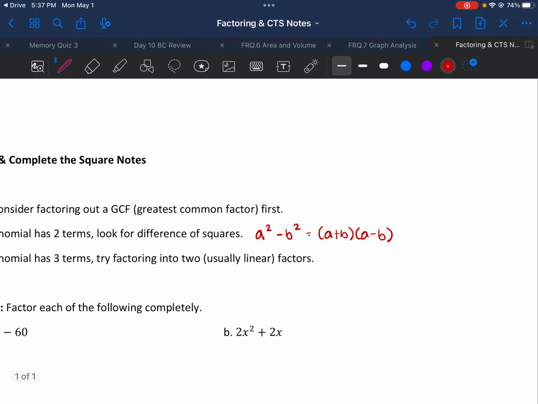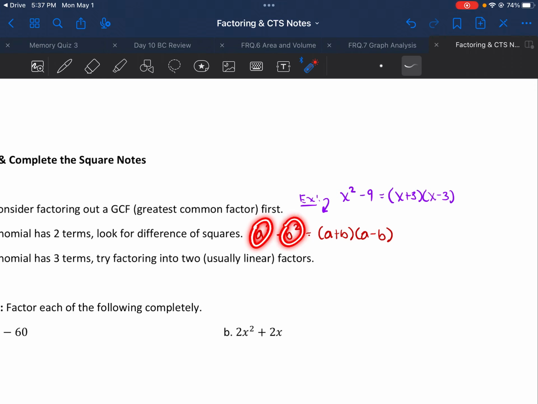Examples of difference of squares could be something like x squared minus 9. This would be x plus 3 times x minus 3. Notice that with difference of squares, you have two terms that are both being squared. We look at x squared and 9. x is being squared here, 3 is being squared, and the key part is that it is a difference. That's why we call it difference of squares.